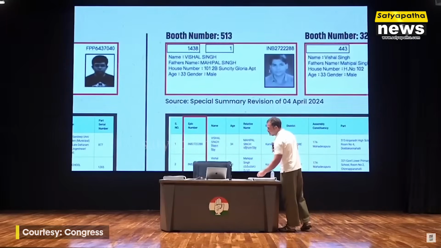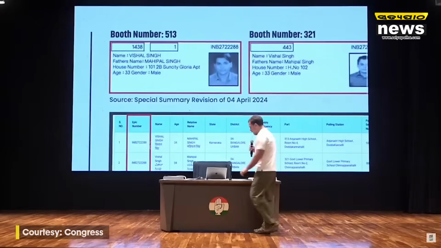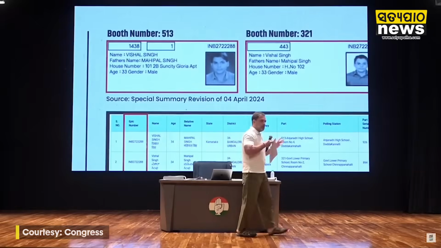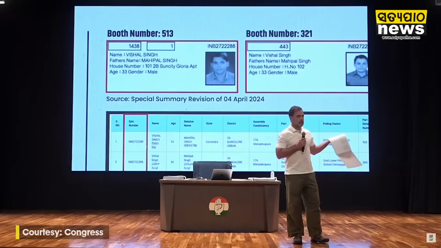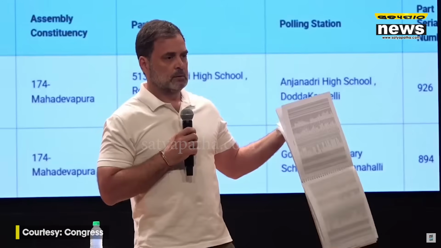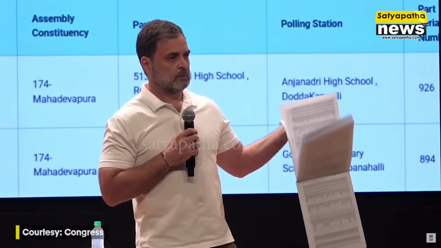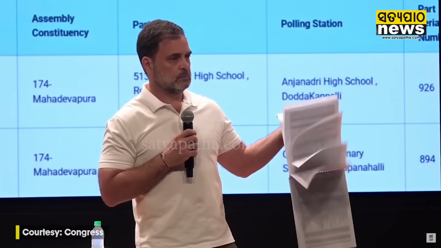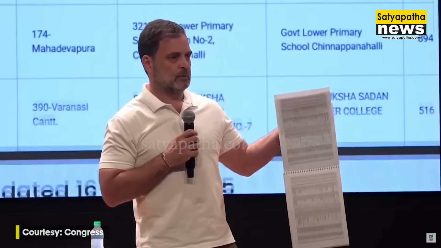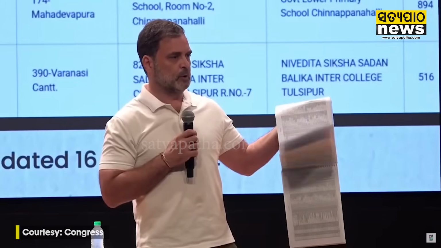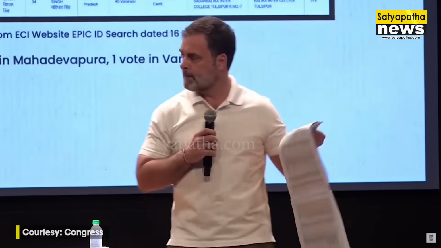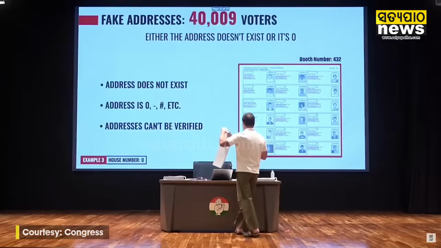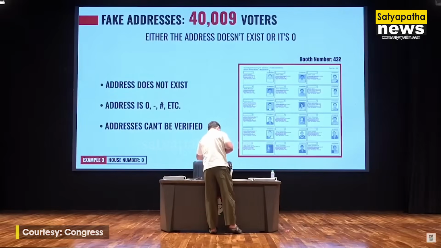Now let's go to, okay, here is the list of duplicate voters. These are all the people who have voted multiple times in Karnataka. That's the names, that's their addresses, that's the polling booths where they register to vote. Okay? Next, fake addresses.